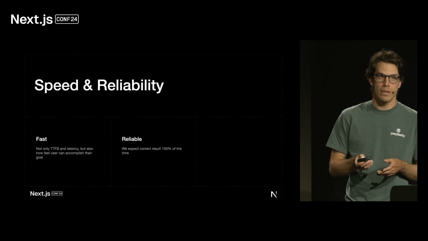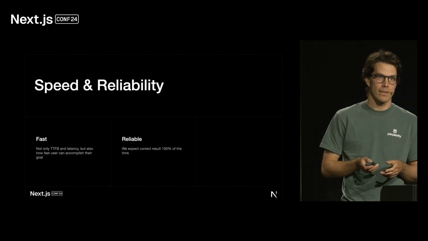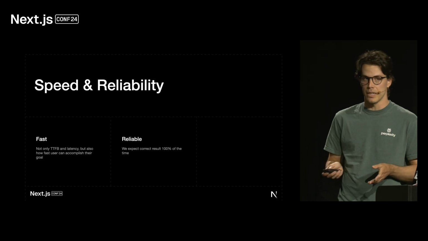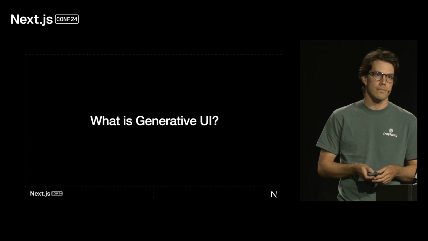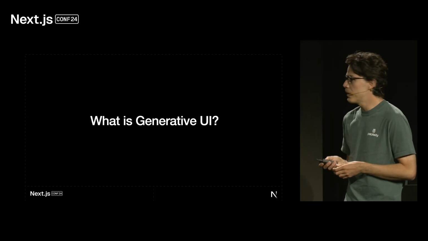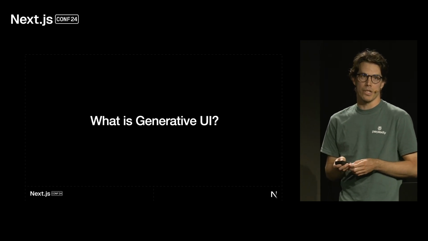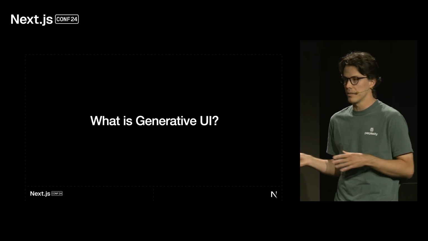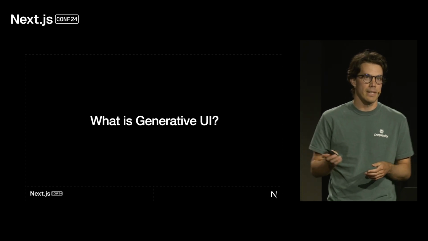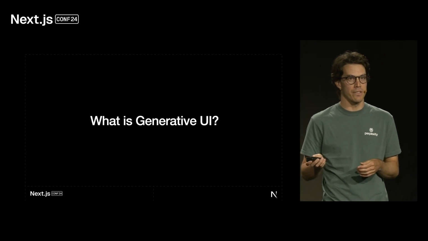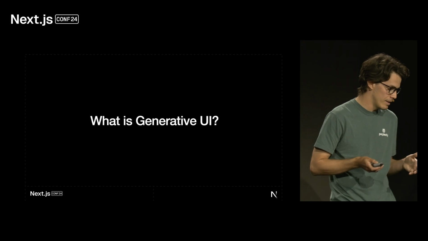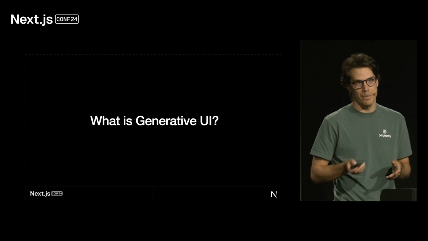Reliability. This one is self-explanatory. We want the correct result 100% of the time. I'm sure by now you already heard the term generative UI. Not from me, but from someone else. And it seems like we don't have a dictionary definition for it. So I'll allow myself to provide my own.